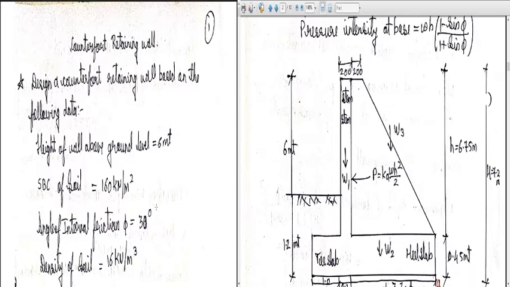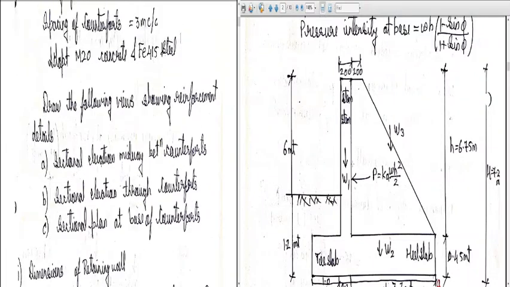In the previous classes of this topic, we have designed the stem, the heel slab, the toe slab, and the counterforts, and we have also done the stability calculation. So let us see the reinforcement today.